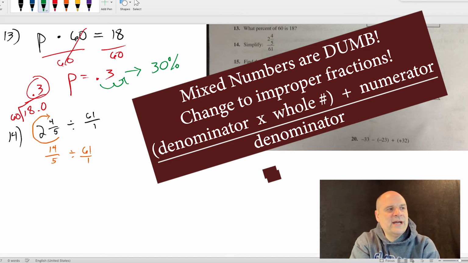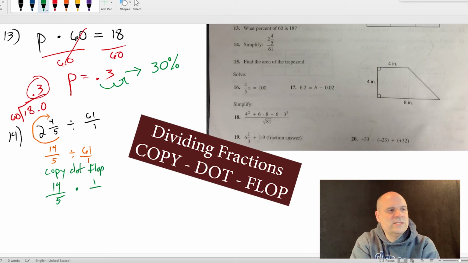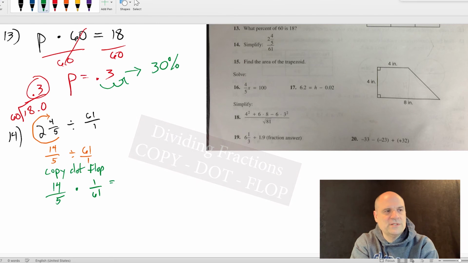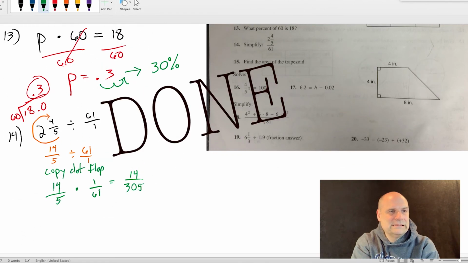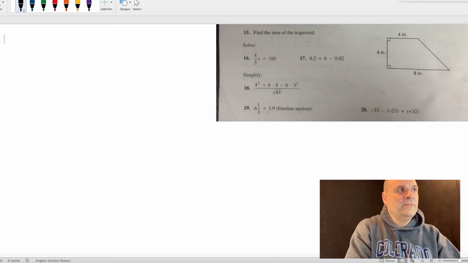So now how do you divide fractions? You copy, dot, flop. So 1 over 61. All right, you're not going to get any fun reducing there, so you just multiply across. 14 times 1 is 14. 5 times 61 is 305. And that's all you can do. Doesn't seem very exciting. All right, number 15, we're going to find the area of this trapezoid.